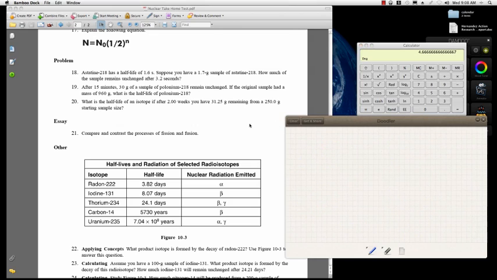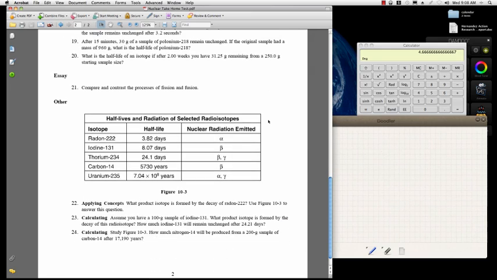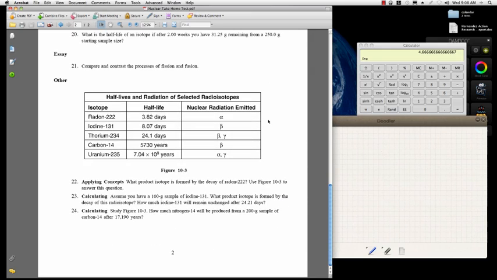All right, number 21, I wouldn't stress too much about it. Just understand that fusion, things are coming together. Fission, things are being separated. All right, moving on to number 22, another series of problems here.